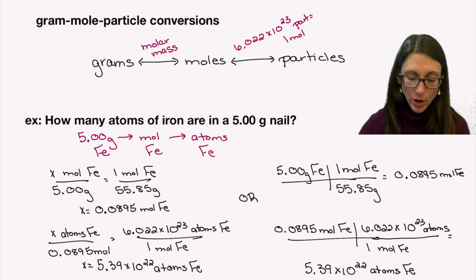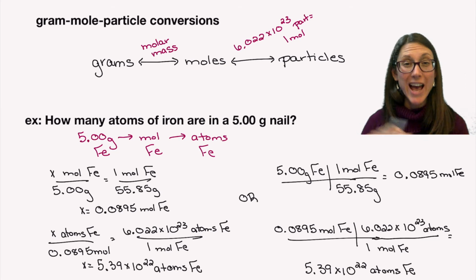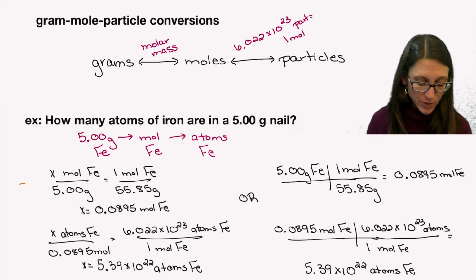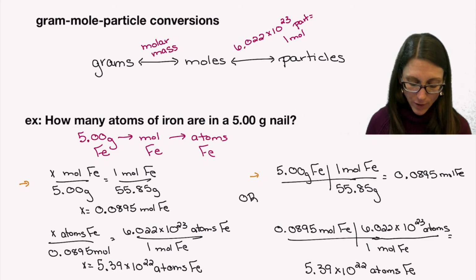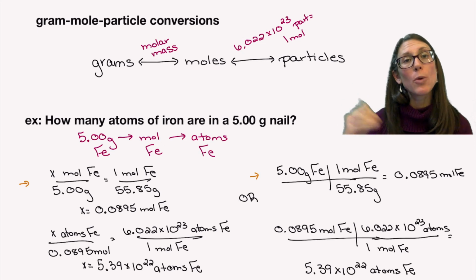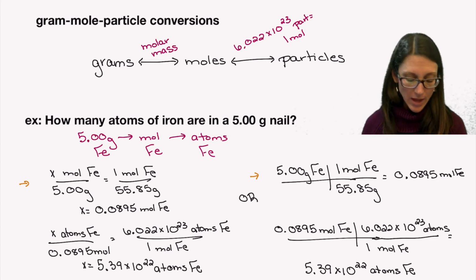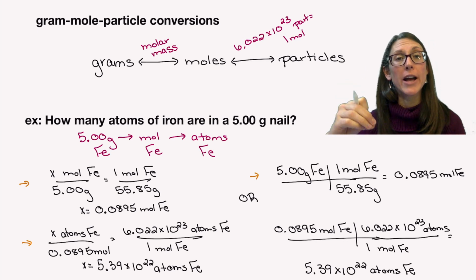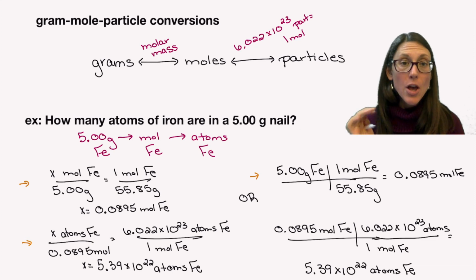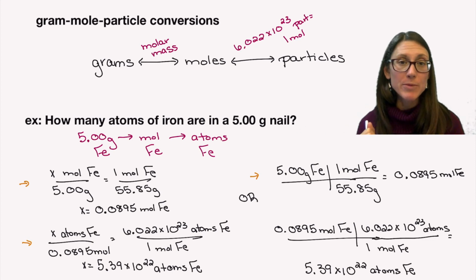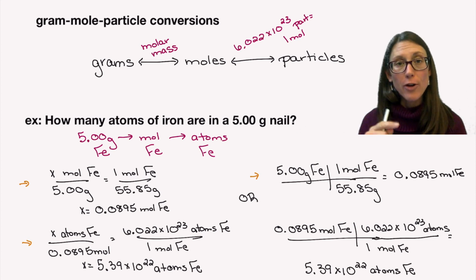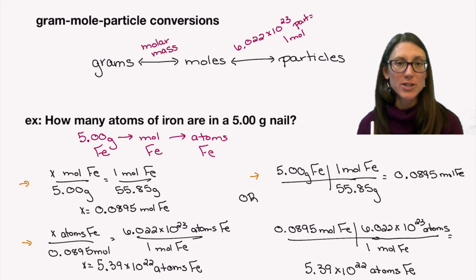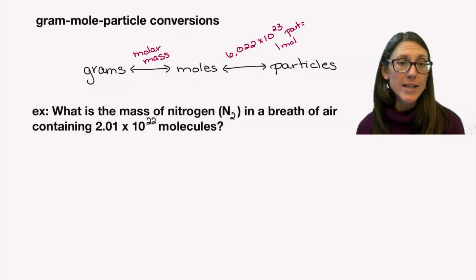You'll see that regardless of how you choose to tackle this problem, your first step is going to be to convert from grams to moles, using the molar mass as your relationship. And then your second step is going to be to convert from moles of iron into atoms of iron using Avogadro's number, using 6.022 times 10 to the 23rd particles for every 1 mole as your relationship. Let's take a look at a second example.